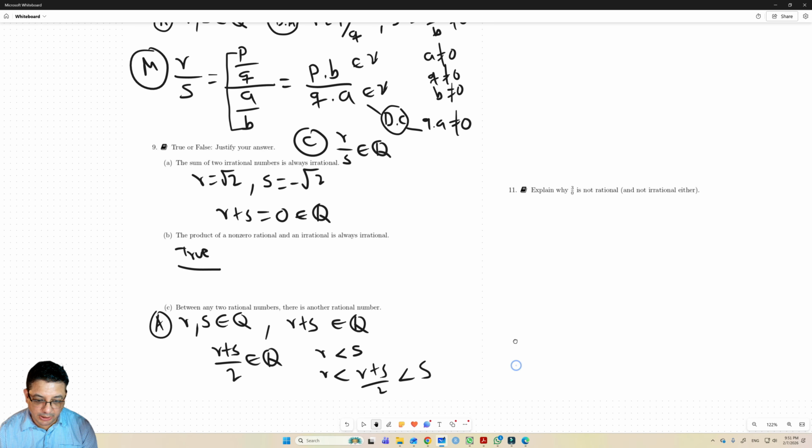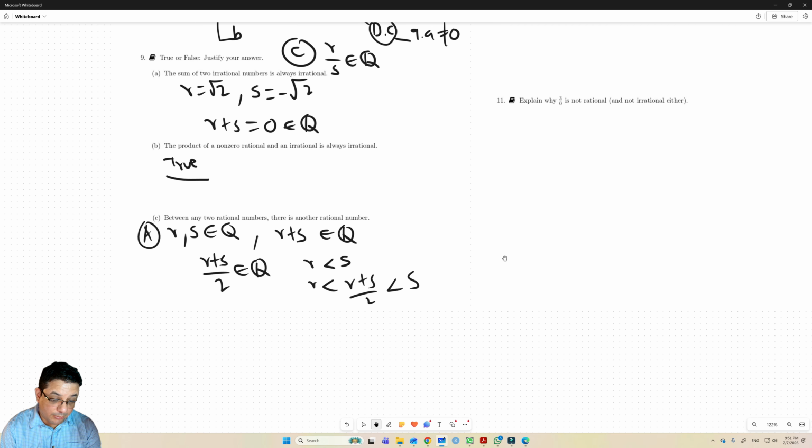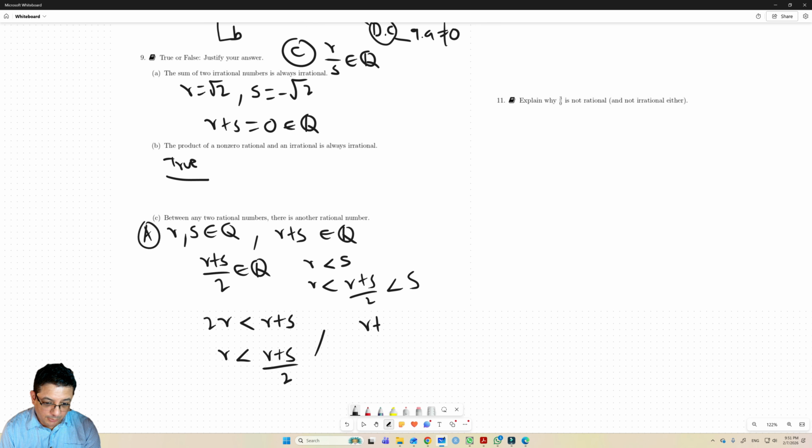And if you're wondering how you got the inequality, you can always start from R less than S and then add R on both sides. So you will get 2R less than R plus S. And so that way you get that R is less than R plus S over 2. Or you can also add 2S. And so R plus S is less than 2S. And so R plus S divided by 2 is less than S. And so in this way, you get this inequality here.